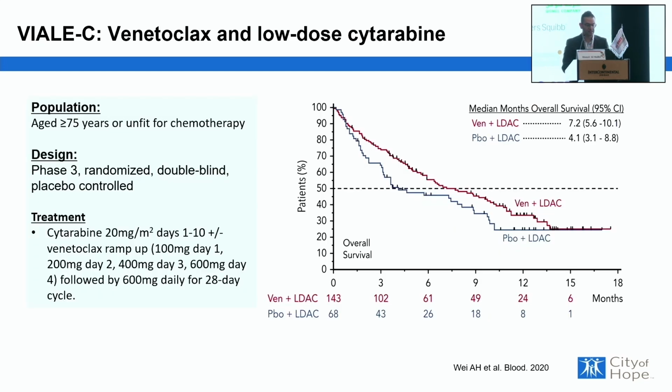VIALE-C is another study that was happening around the same time, where patients had low-dose cytarabine with venetoclax versus placebo in a similar type of population. As we compare these curves to the prior ones, it is a little bit less impressive, but still showing some difference in overall survival of 3 months.